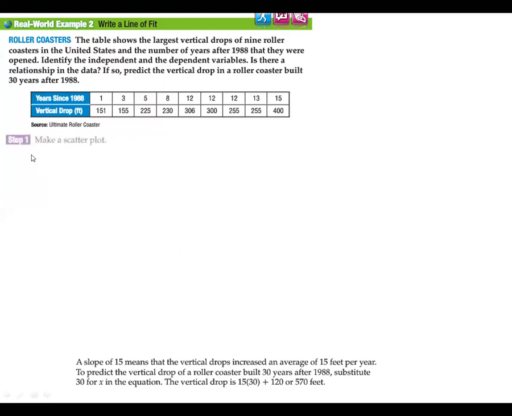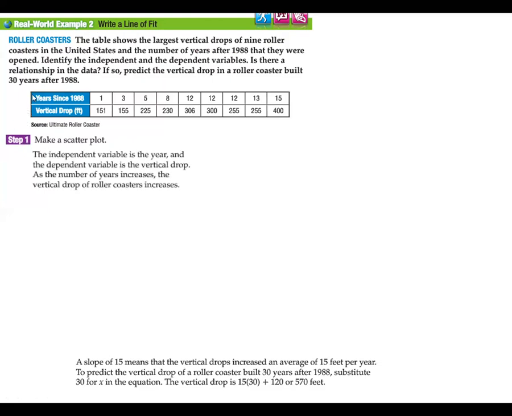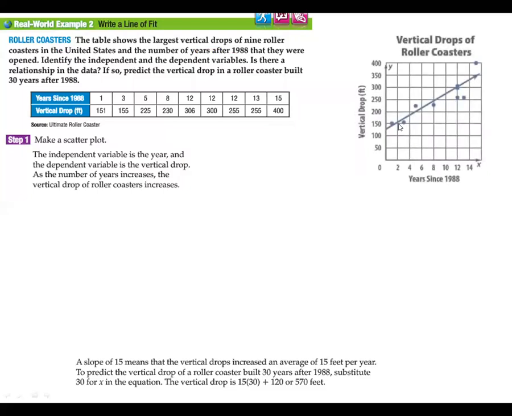If we want to make a scatter plot, the independent variable is the year, so that's kind of like your X, and the dependent variable is the vertical drop. That's like your Y. And as you could see from the scatter plot here, in general, as the number of years increases, the vertical drop of roller coasters increases. So in other words, they made bigger, higher roller coasters as the years went on. So there is a positive correlation between the two variables.